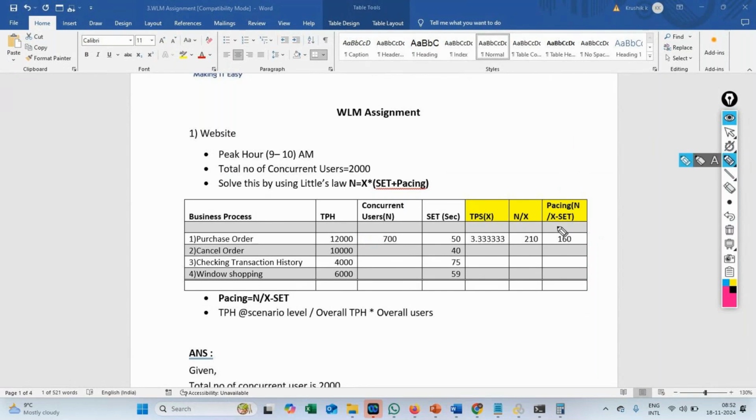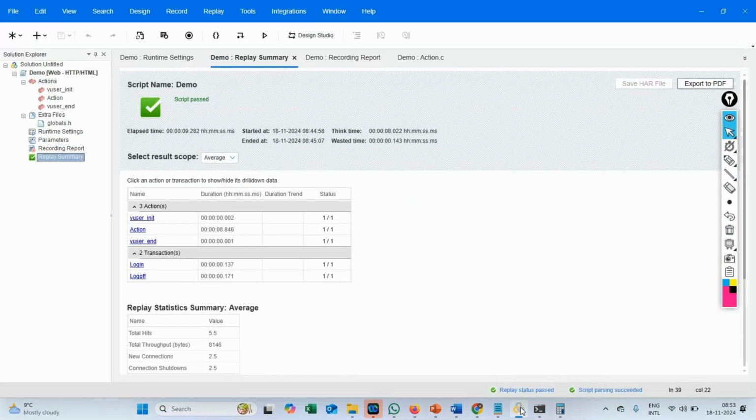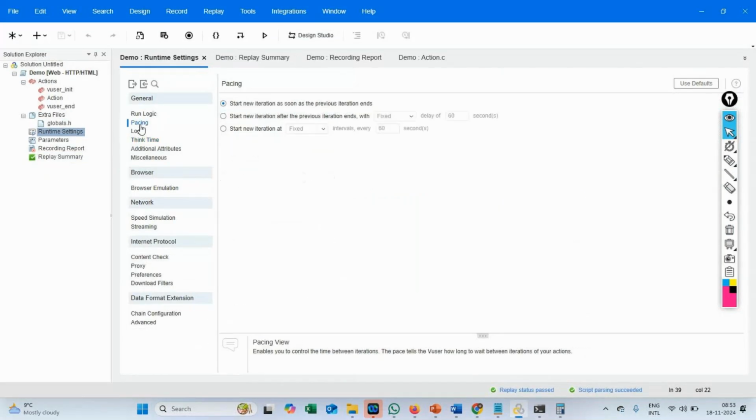Okay, but where to give or enter this 160? Basically, it should be in the runtime settings. I'll tell you that later, but for the time being, I'll show you here at a very high level. In the runtime settings, in pacing, you need to give that value here, 160. You can select that second value and give 160. There is a third value also. I'll tell you that later.